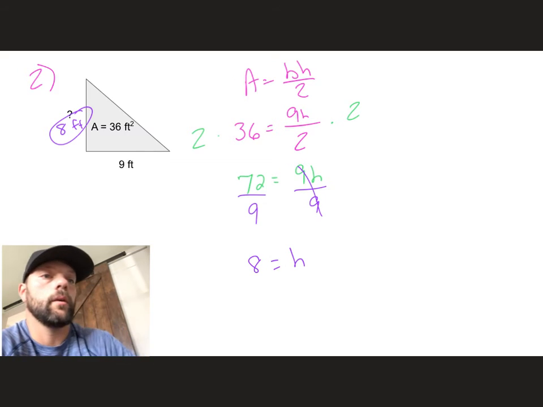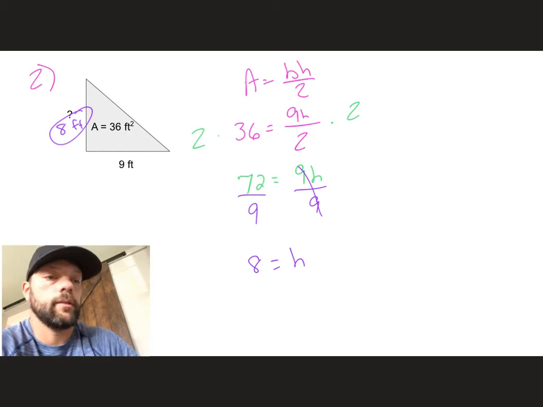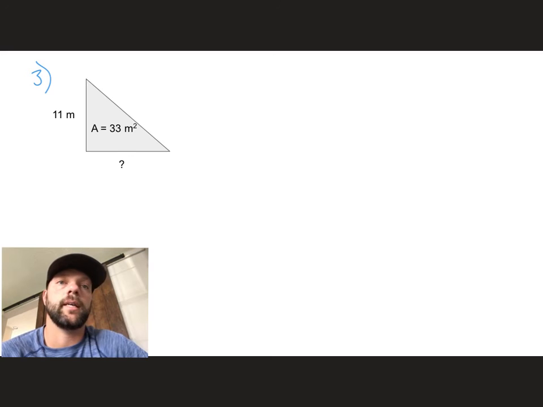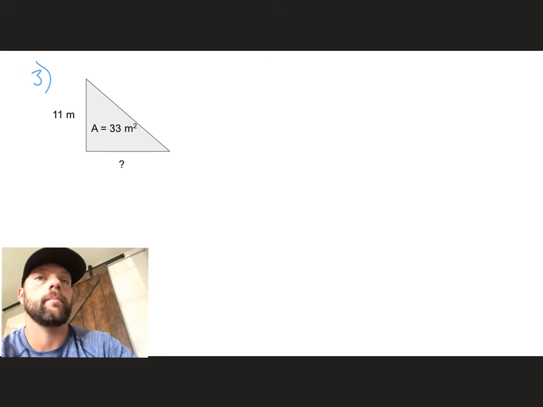Okay? All right, so hopefully we're getting the hang of this. Now I feel like you might have this down, so we are on to our third example. Let's just take a look at this one. Again, I have my height, but my area is 33 meters squared. So my formula: A equals base times height divided by 2.